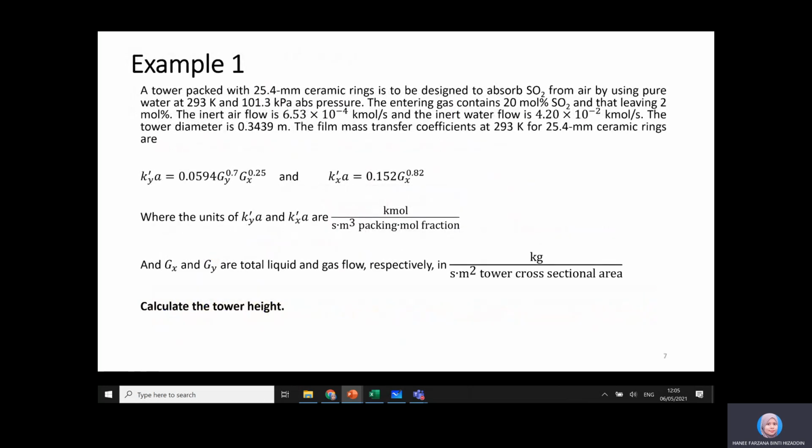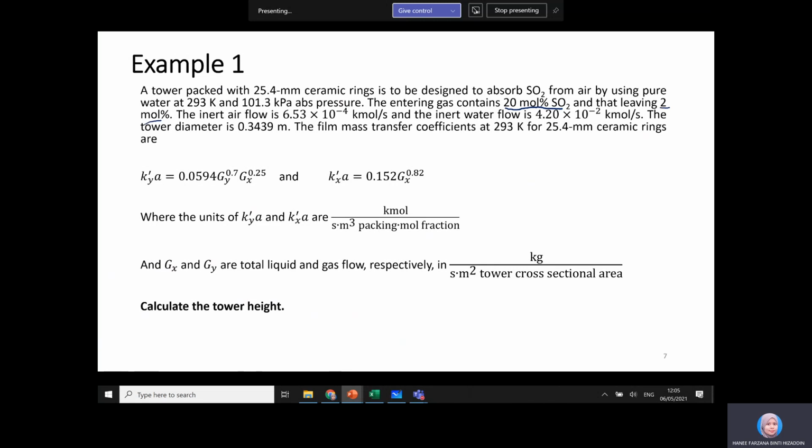Let's go through an example to better illustrate the problem at hand. Okay, so read the question. A tower packed with 25 mm, 25.4 mm ceramic rings is to be designed to absorb SO2 from air using pure water. So the solvent is water, the solute is SO2, the carrier gas is air, at the given temperature and pressure. The gas entering contains 20 mole% of SO2. So this is a concentrated tower, and the gas leaving the tower contains only 2 mole% of SO2.